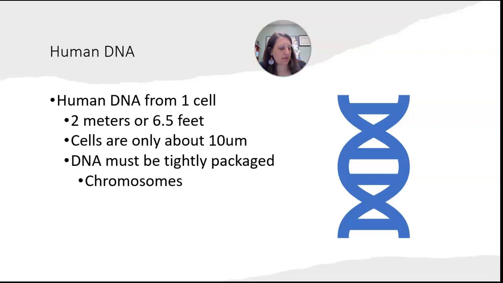Okay, so we're going to end this chapter just talking about how DNA is compacted in our cells. If we think about humans, human DNA from just one of our somatic cells, if we were to unwind it and stretch it out, would be about 2 meters long, or 6.5 feet. That's one linear strand. Your cells are only about 10 micrometers in width. So that's a big difference, right? DNA must be tightly packaged in order to stay organized and fit, and during cell division, in order to do that correctly without damaging or losing DNA.